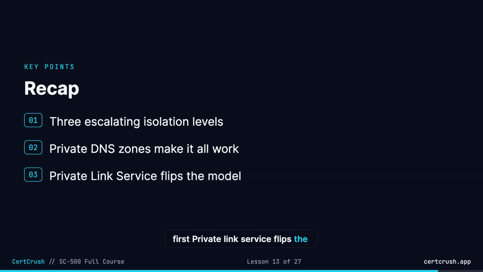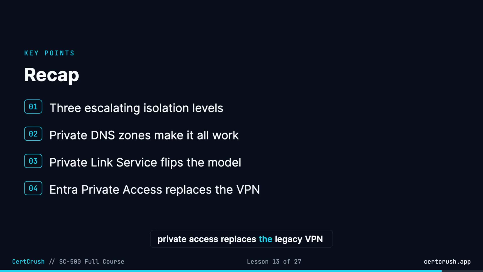Private link service flips the whole model, letting you publish your own application so customers consume it for their own private endpoints. Entra Private Access replaces the legacy VPN, routing traffic through Microsoft's Edge, applying conditional access per application, and never handing out a wholesale network tunnel.